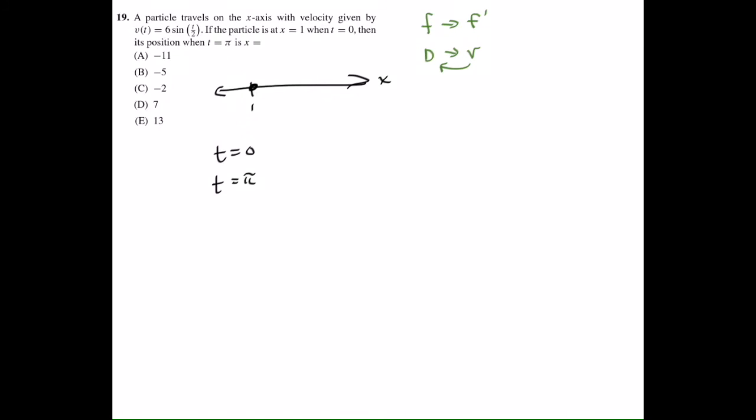So in order to write this distance formula, let's do it like this. d of t, the distance traveled at time t, is going to equal the integral of v dt. And v equals 6 sine of t over 2, dt. So that means this would equal our distance.